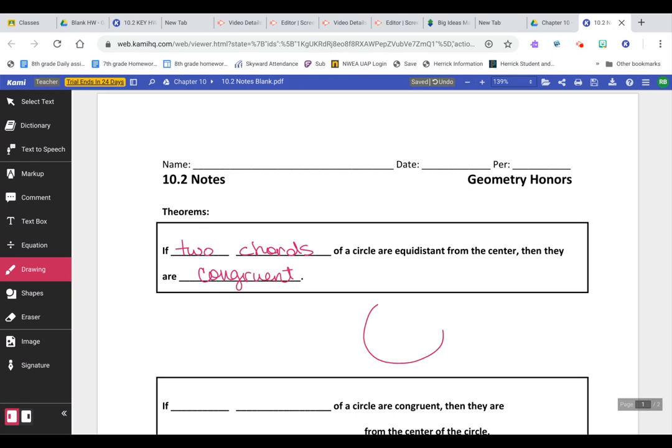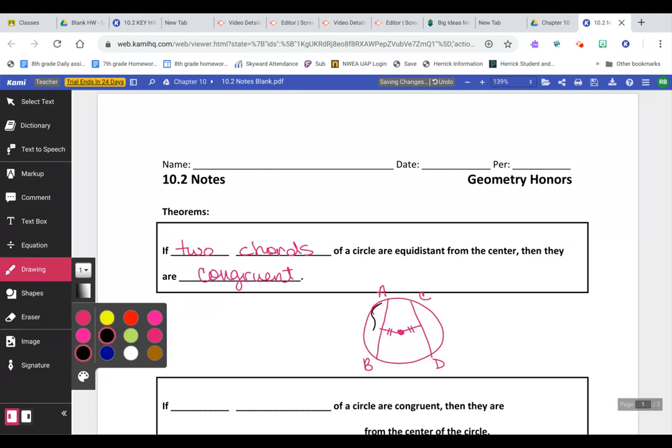So if we have a circle, and let's draw a chord here and another chord over here. I'll try to draw them so that at least they look the same size. There we go, good enough. So if they are equidistant, so we're given that this is congruent to that, then we can conclude that chord AB is congruent to chord CD. So this is our conclusion.